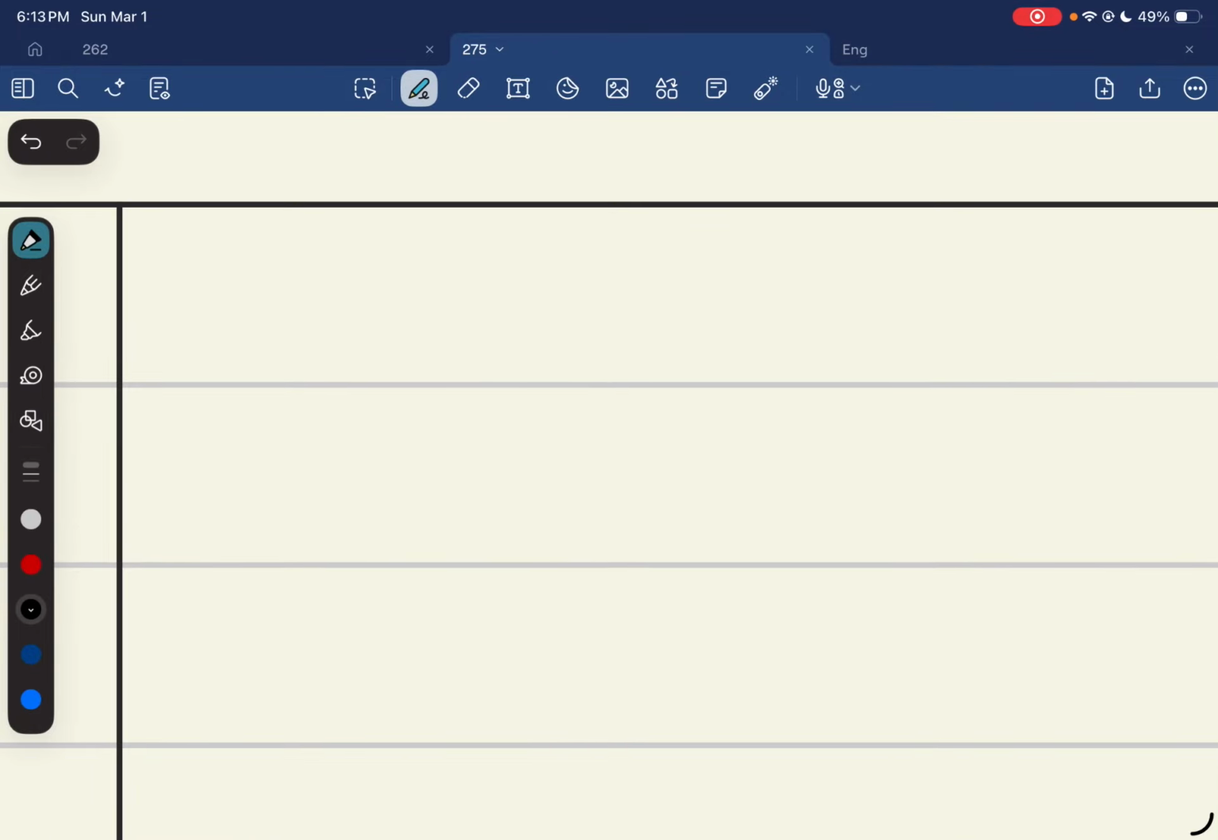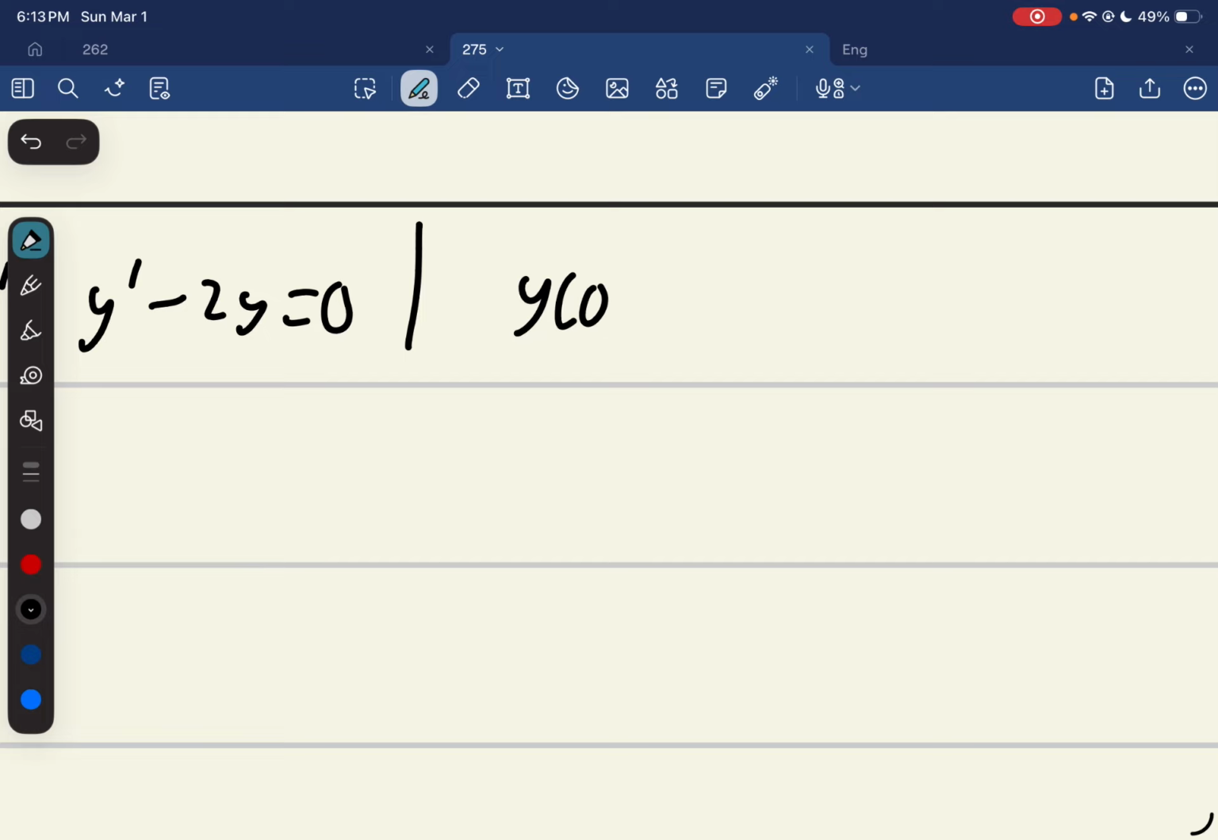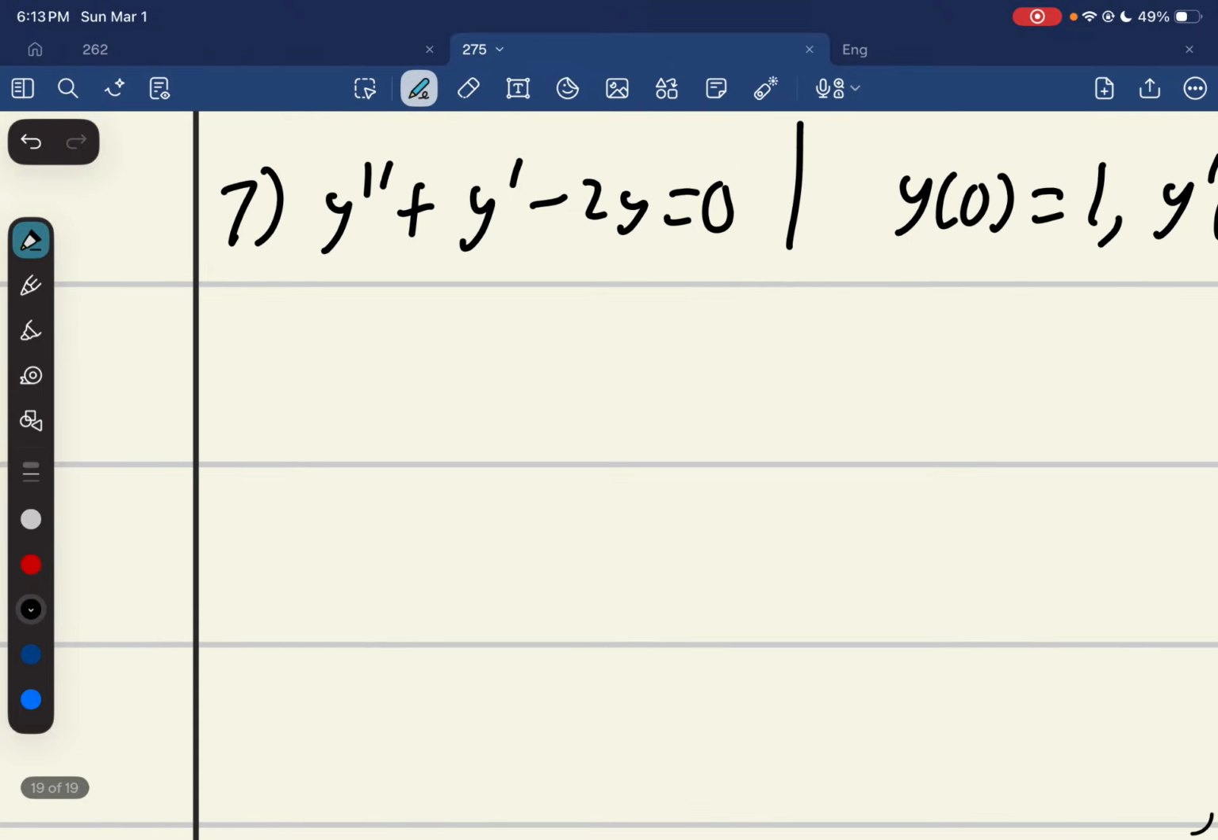So I'm going to do problem number 7, which is y double prime plus y prime minus 2y equals 0. And then we have y of 0 equals 1, y prime of 0 equals 1 as well.